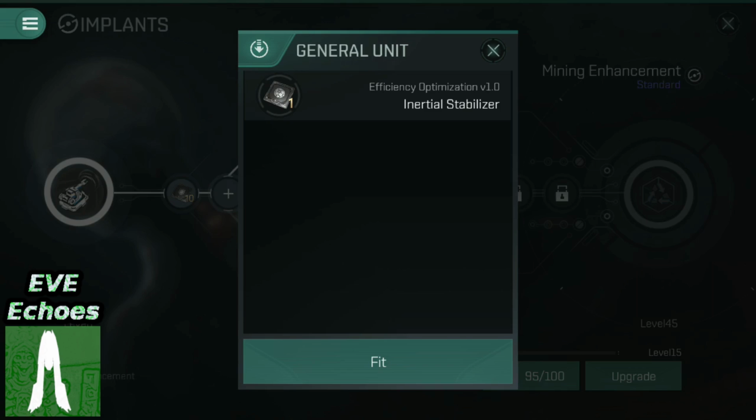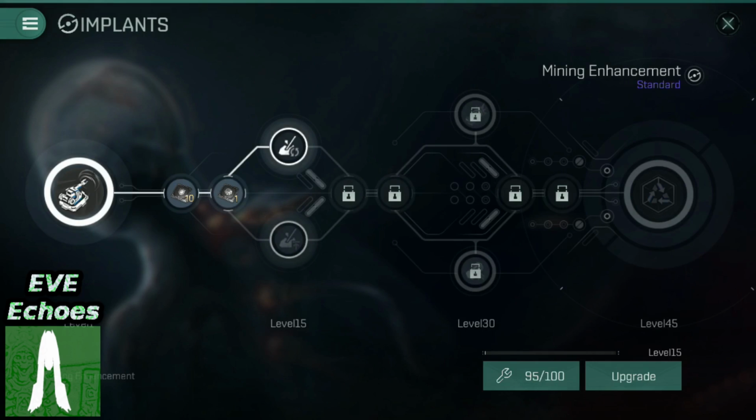From here we can select and fit a general unit of our choice. Of course, here I'm just selecting the only one I have available in the current station's hangar. Any general units you apply here will be removed from your inventory until you remove them again in the future, and they will apply to all ships that you fly as long as this particular implant remains active.